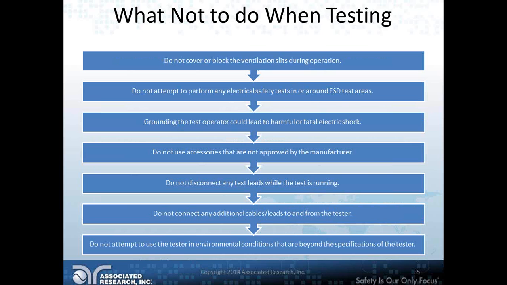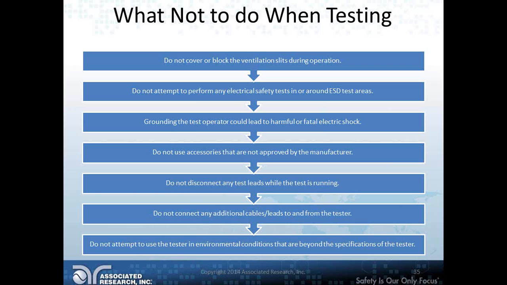Also, do not cover or block the ventilation slits during operation. Some of our electrical safety testers do tend to heat up because of the high output that they're outputting, and that's why we have vents and cooling fans, which are there for a purpose. They should not be blocked. If they are blocked, that can pose a safety hazard.